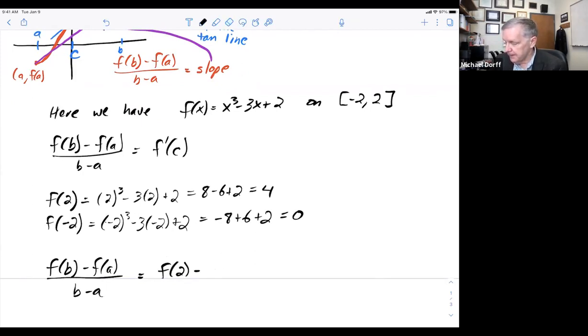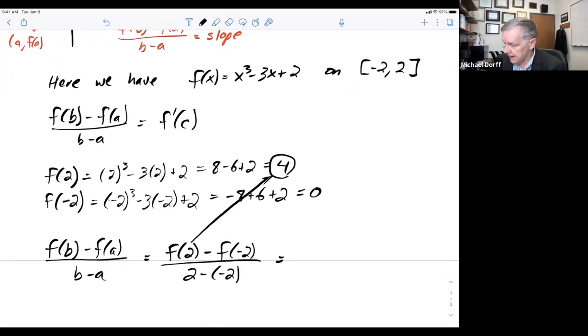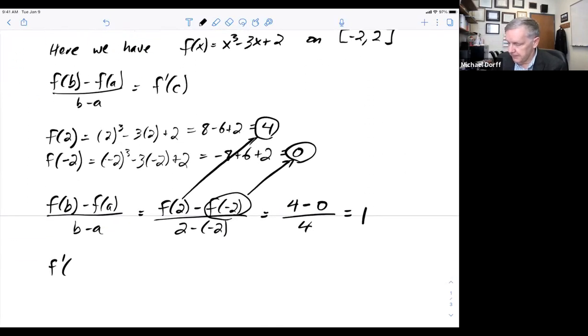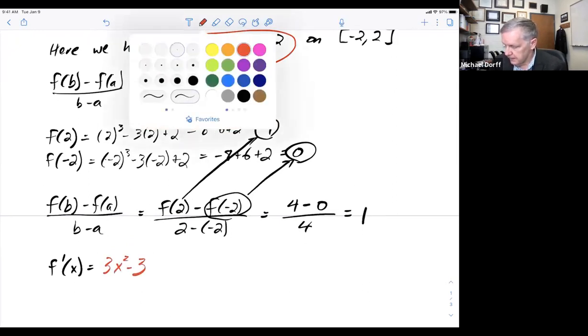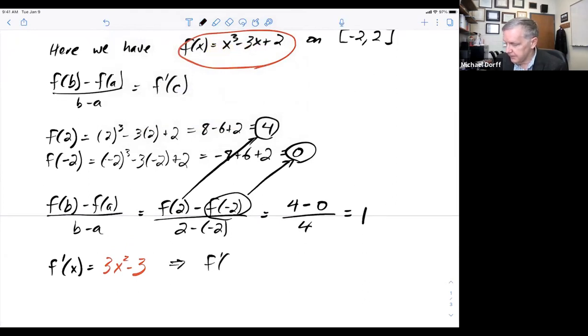f of 2 minus f of negative 2 all over 2 minus negative 2. And we just saw that f of 2 was 4 and f of negative 2 was 0. So I'm going to have 4 minus 0 over 4 in the bottom, which gives me 1. And what's the derivative of f? Well, using my function f here, if I take that derivative, it's going to be 3x squared minus 3. So if I put in a c there for x, I'm going to get 3c squared minus 3.